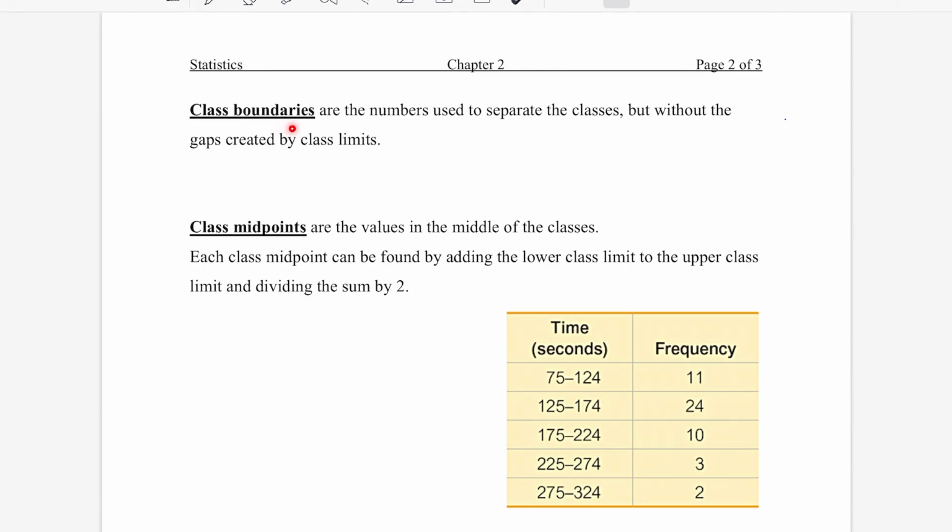Class boundaries are the numbers used to separate the classes, but without the gaps created by class limits. For example, if I want to find a number separating the first and the second class, the number should be in between 124 and 125. That should be 124.5. To separate the second and the third, the number should be in between 174 and 175. It should be 174.5.